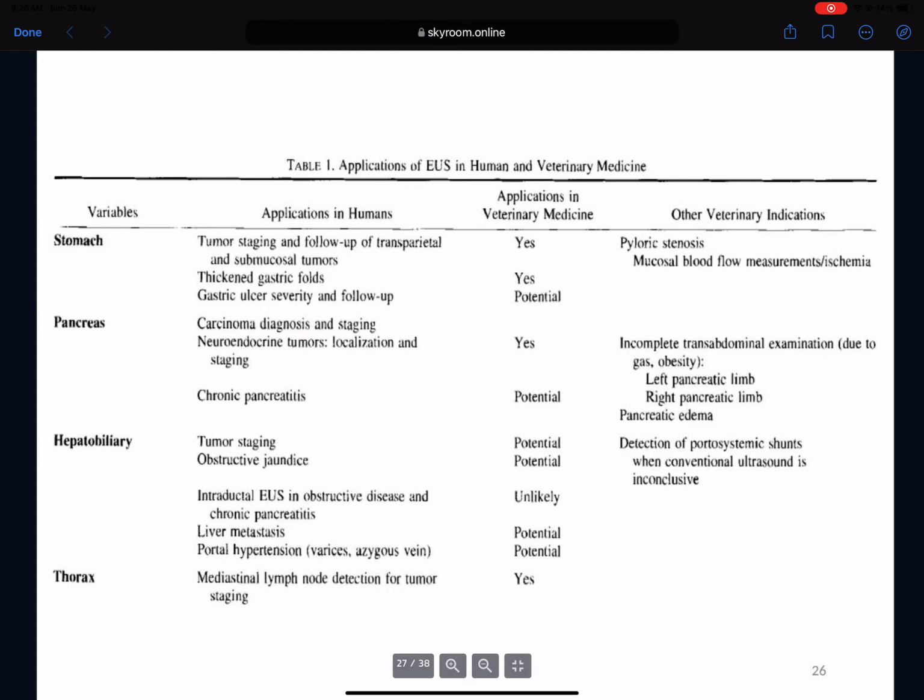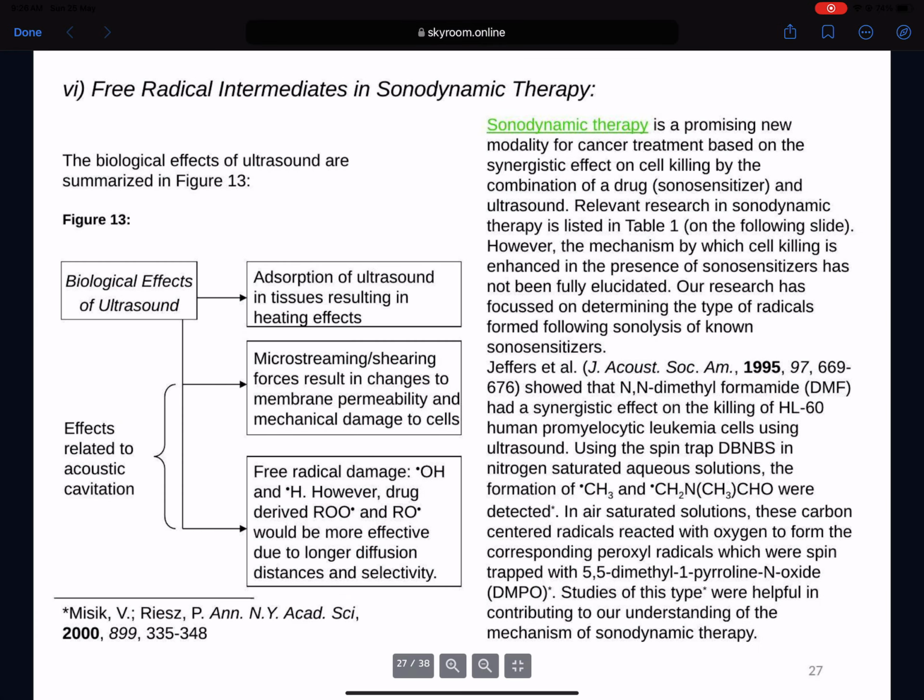on the heart. Okay, in slide number 27, I want to talk about one of the important applications of ultrasound in medicine, which is really important. This type of application is called sonodynamic therapy. But before talking about sonodynamic therapy, I would like to talk about photodynamic therapy.